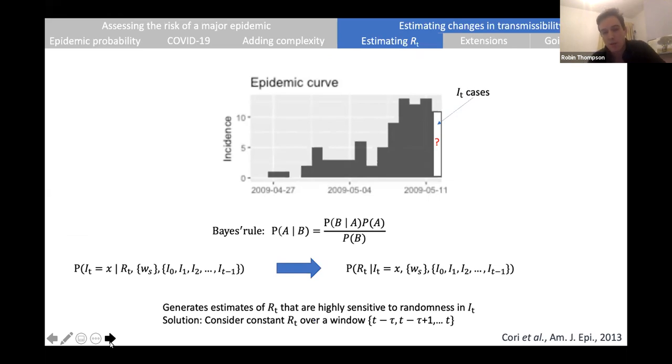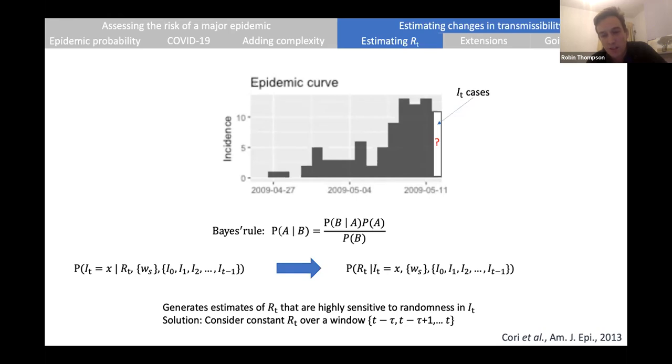And that's okay, but there's a slight problem with this. The slight problem is that it generates estimates of RT day to day that are very sensitive to randomness in the number of cases you see. So even if RT was constant, you would expect some fluctuations in the number of cases you see every day. And those fluctuations don't reflect the fact that RT is changing. Instead, those fluctuations simply reflect that there's randomness in the underlying contact structure. And so what you might instead want to do is not estimate RT every day using the numbers of cases from that specific day, but you might instead want to consider a constant value of RT over some time window.